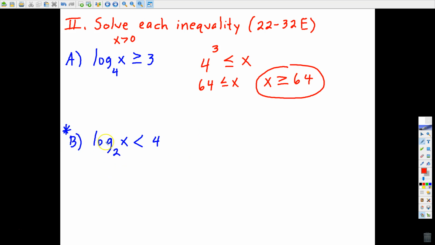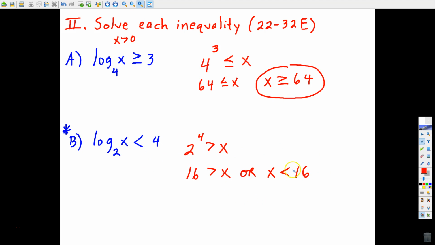I put a star by letter B because you need to be very careful in cases like this, in these less than cases. Let me show you. We'll go ahead and change this into exponential form. 2 raised to the 4th power is greater than x. Okay, see how I just turned it around. It's pointing at x, still pointing at x. 16 is greater than x, but I prefer to say x is less than 16.